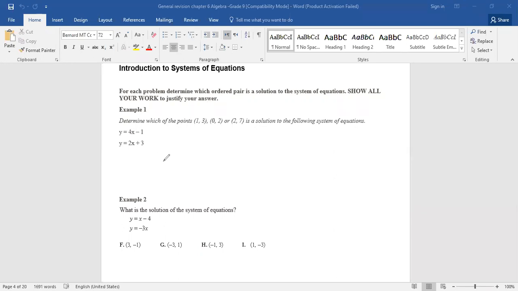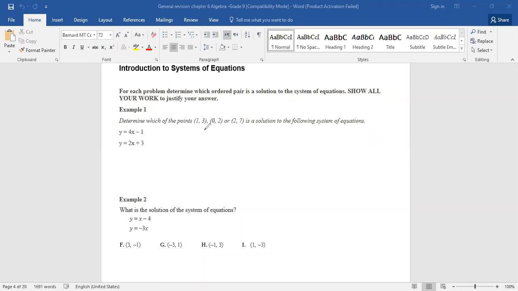Y equal 4x minus 1, y equal 2x plus 3. Miss, you have to put the points together. You want to check each point to find the answer? Yes, Abdullah, it will take a long time. What about if the question is not multiple choice? Concentrate with me. I will go back to substitution.